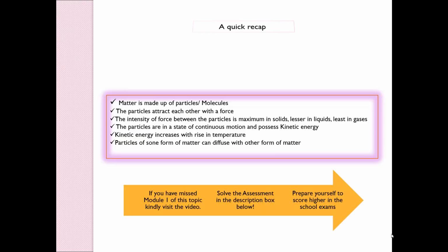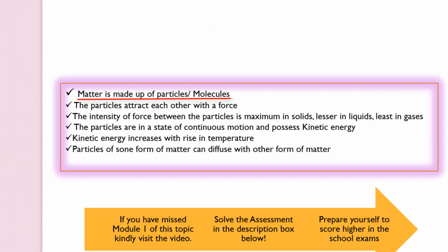Before we start, let's have a quick recap of what we have studied in the first module. We have studied that matter is made up of particles or molecules. Particles attract each other with a force. The intensity of force between the particles is maximum in solids, lesser in liquids, and least in gases. Particles are in a state of continuous motion and possess kinetic energy. Kinetic energy increases with rise in temperature. Particles of some form of matter can diffuse with other form of matter.